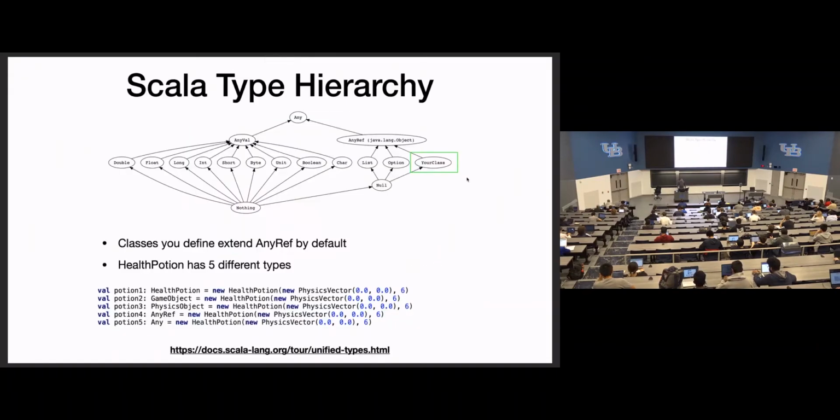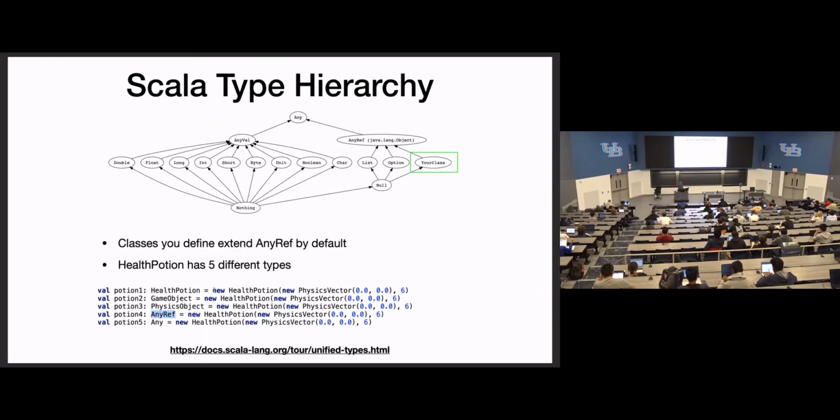So our class went right there in the type hierarchy, and whenever we have an inheritance, we call this an is-a relationship, because whenever you inherit from another class, your type is that type that you extended. So if we look at the HealthPotion class, HealthPotion extended GameObject, so HealthPotion is a GameObject. GameObject extends PhysicsObject, so GameObject is a PhysicsObject. PhysicsObject implicitly extends AnyRef, so PhysicsObject is an AnyRef, and then AnyRef is an Any.